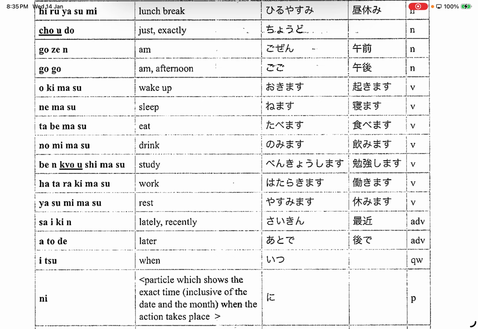Okay, so saikin. It just means recently. Atode means later. Just now we were talking about one word, ato. That's why we were talking about this word called ato. So ato there means later. Ato by itself means moreover, in addition. Moreover, in addition, ato.